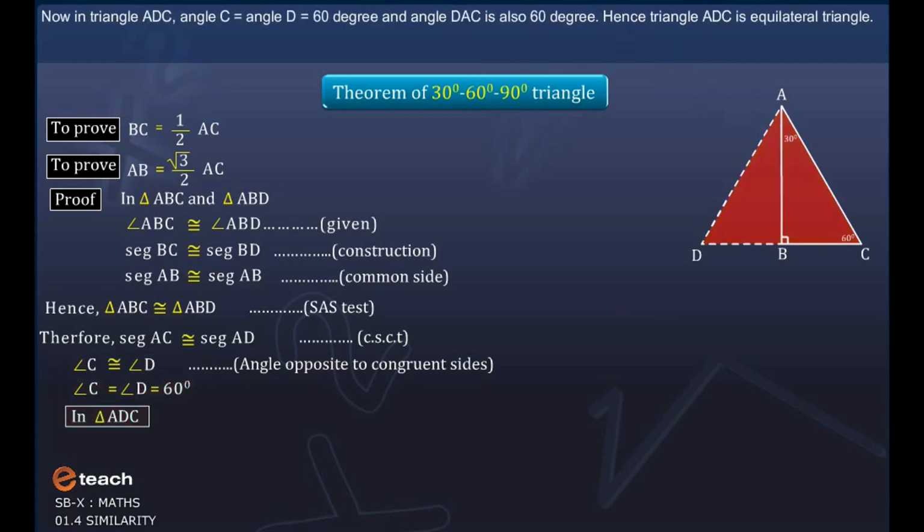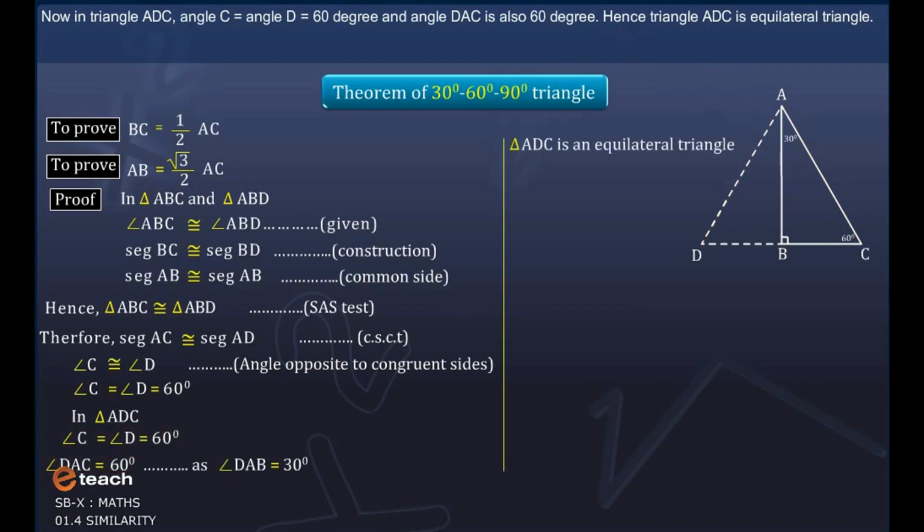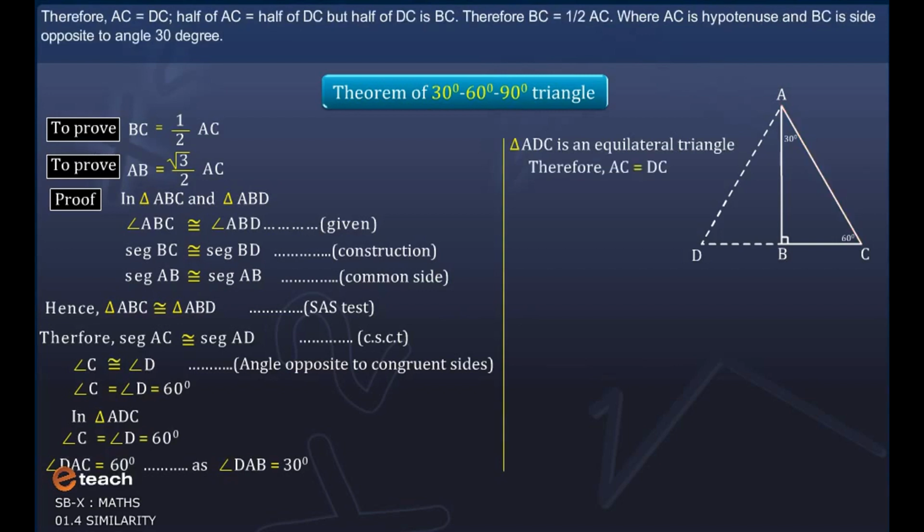Now in triangle ADC, angle C is equal to angle D is equal to 60 degree and angle DAC is also 60 degree. Hence, triangle ADC is an equilateral triangle. Therefore, AC is equal to DC. Half of AC is equal to half of DC. But half of DC is BC. Therefore, BC is equal to half AC, where AC is hypotenuse and BC is side opposite to angle 30 degree.